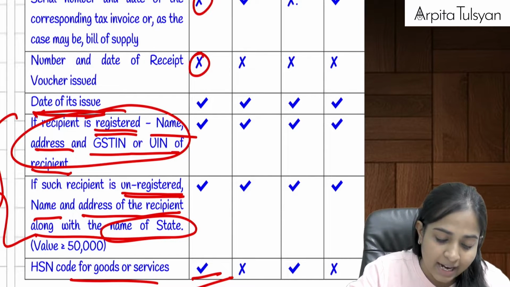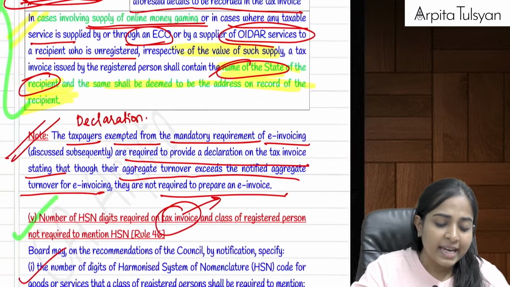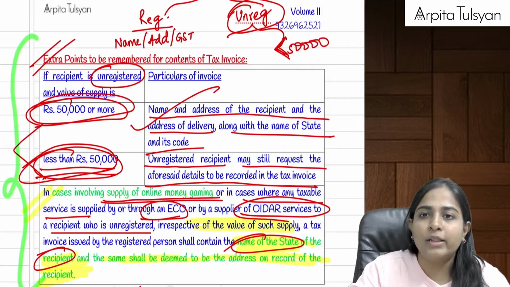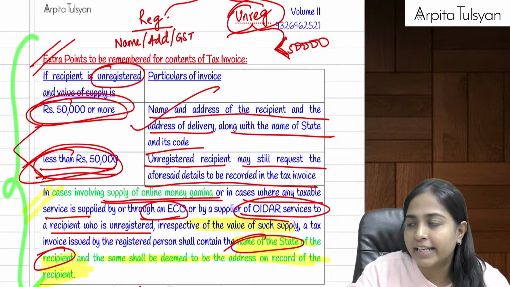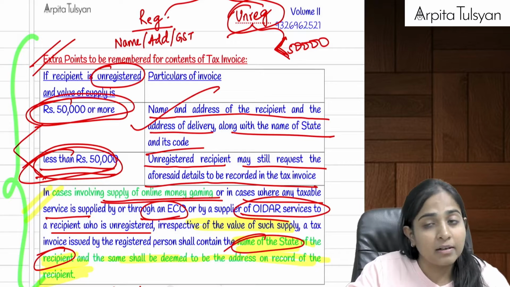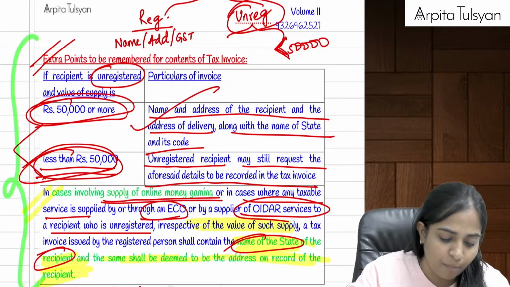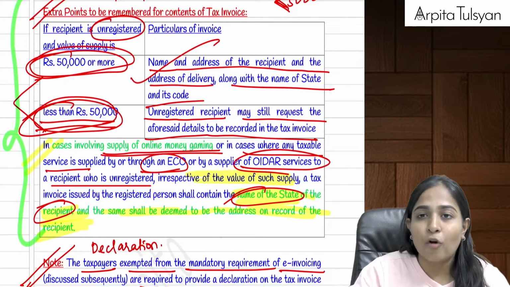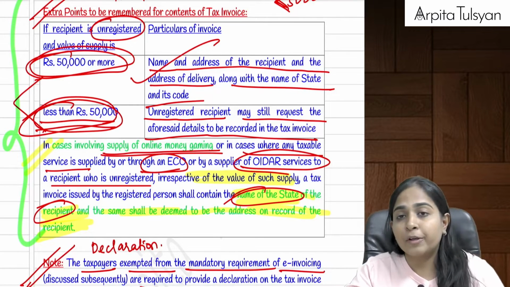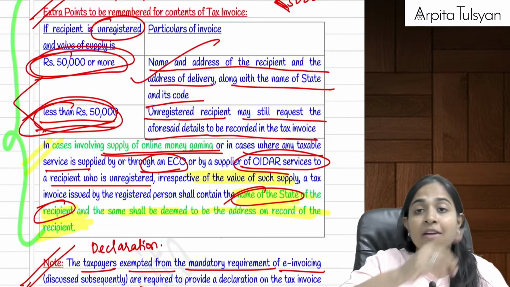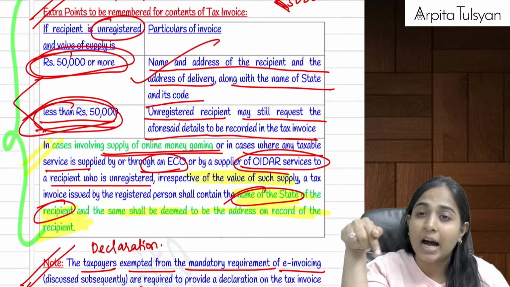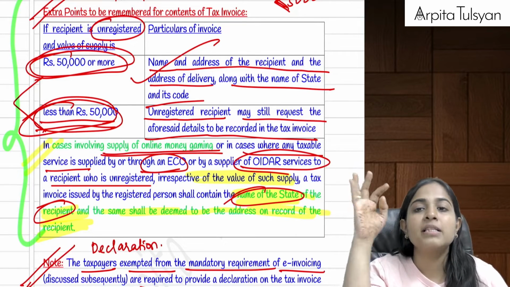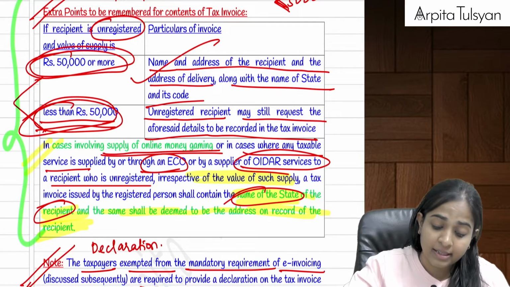But what if the value is less than rupees 50,000? Then it is not necessary to put all these details, that is name, state, etc., in the invoice. But if the recipient asks for it, then we will have to put all those things in the invoice. But in case of, let's say, supply of online gaming services or OIDAR services, etc., when they are provided from outside India to an unregistered person here in India, then we are not supposed to check the value. The name of the recipient as well as the state should compulsorily be written in the invoice.